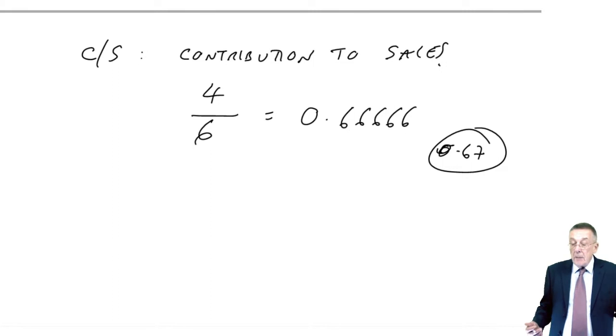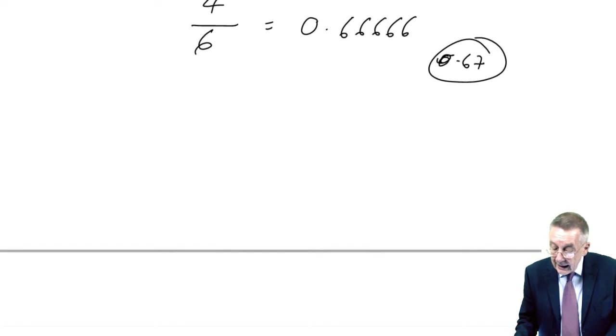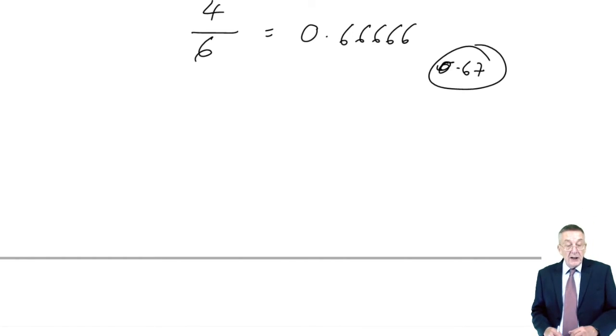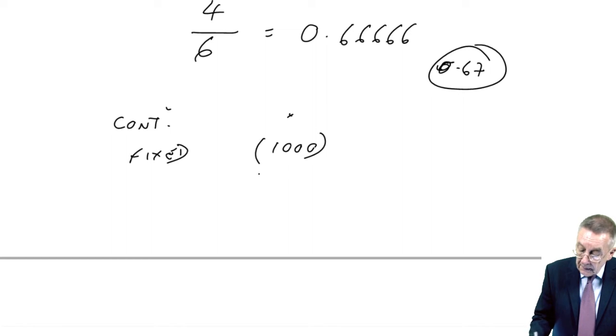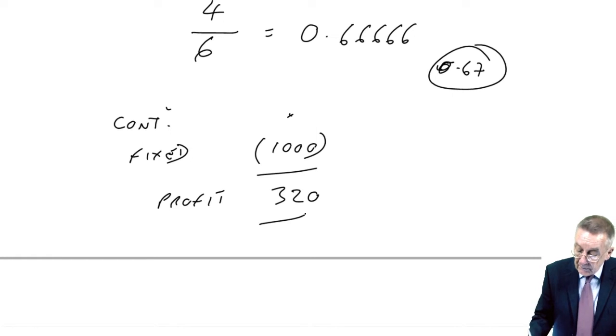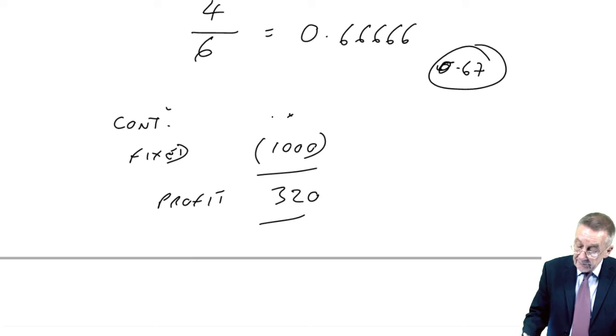But depending on the information you're given in a question, if all I told you was a CS ratio and the fixed costs were 1,000, well, do it as always, the total contribution less the fixed costs must be the profit, and we want a profit of 320. So the total contribution would have to be 1,320.